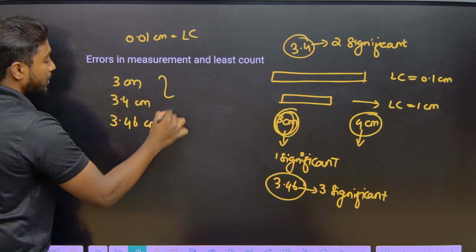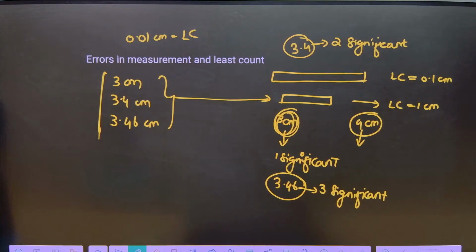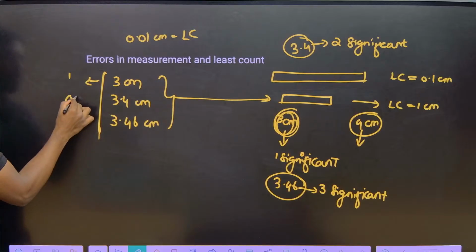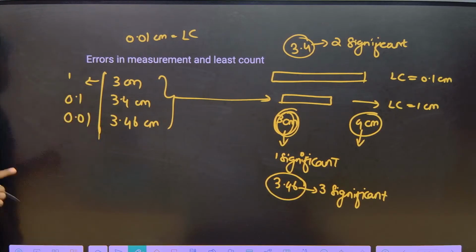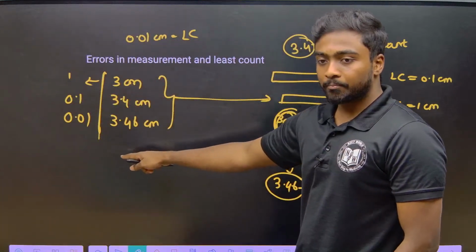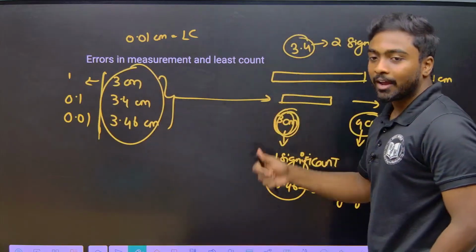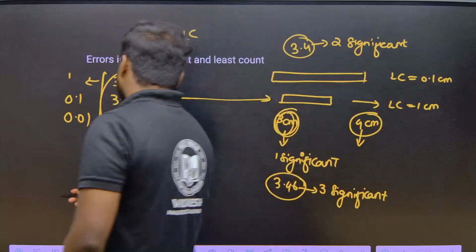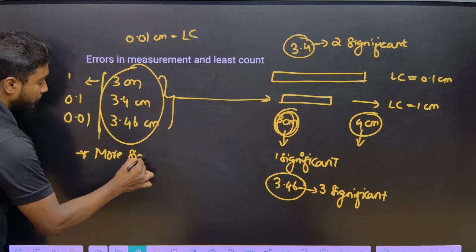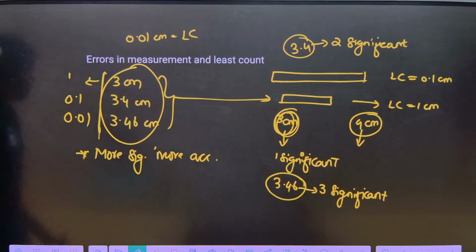I have measured the same object but got 3 different values, this one with least count 1, this with 0.1, and this with 0.01. So when the least count is finer, the significant figures also increase. If the significant increases, the accuracy of the value of the object also increases. So the point is here: more significant, more accuracy.